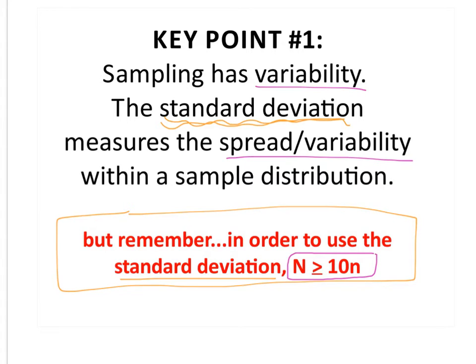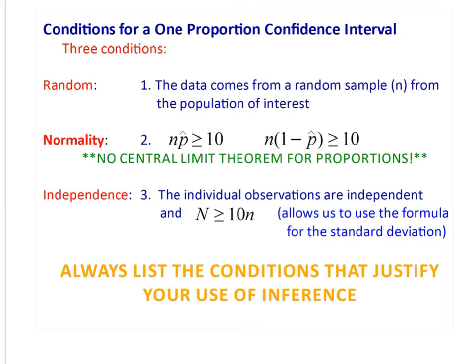The population has to be at least 10 times as large as my sample. Well, if I think about that condition, we're going to start calling this a condition. In order to make a confidence interval, this condition must be true. And actually, there are 2 other conditions that must be true as well. So there are 3 conditions for a one proportion confidence interval. And it's funny because we've actually talked about all 3 of these throughout this year.